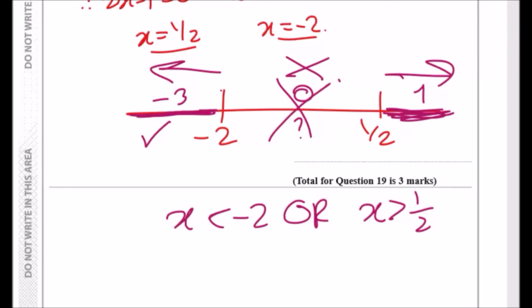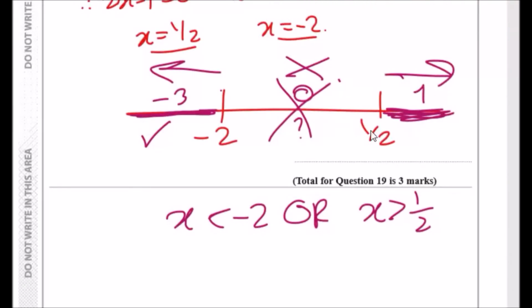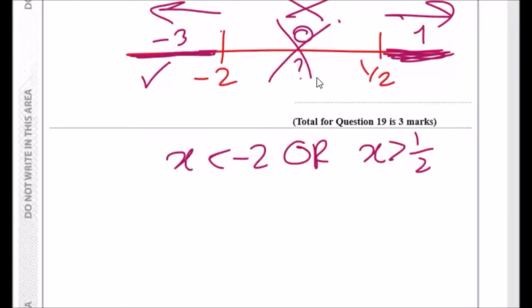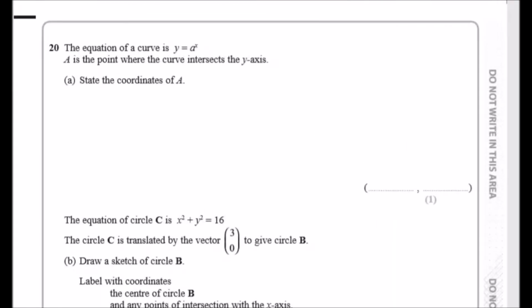So this is a useful method. I really recommend you guys learn this line method. It's so easy. Just test 3 numbers and see what's true and false. And that's it. It's also good for the inequality shadings as well. We can try that next time as well. Alright, so let's move on to number 20, the final question.